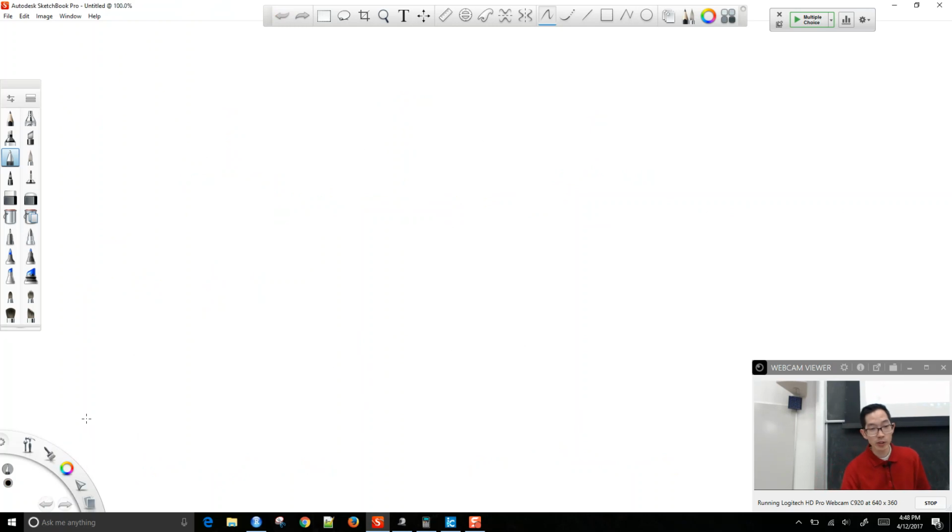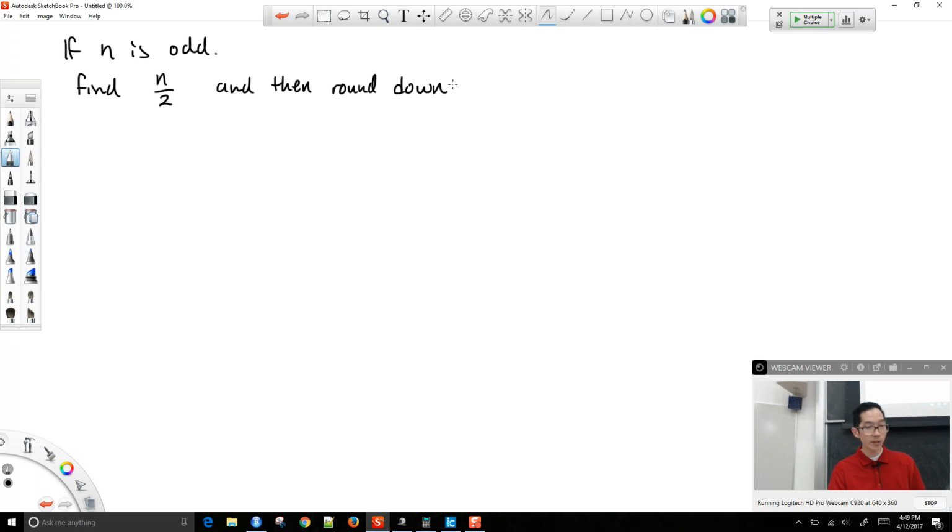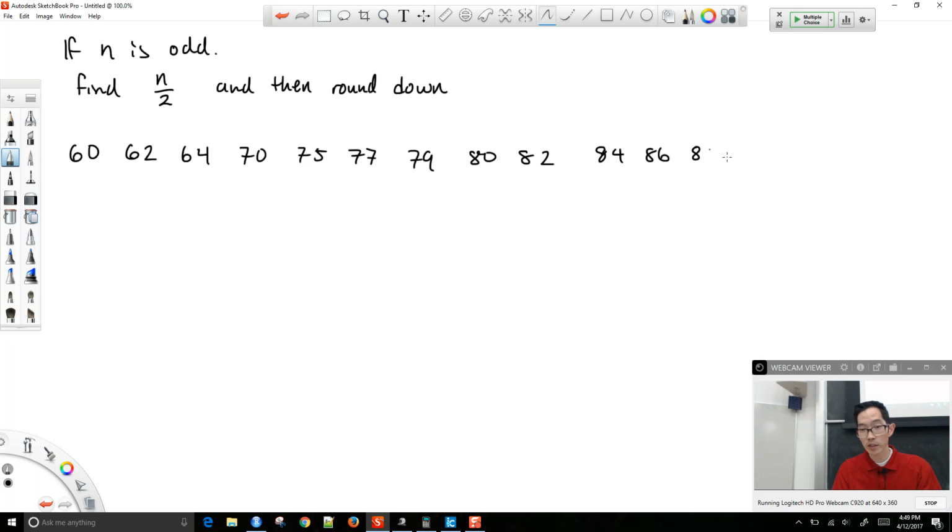So what do we do if we have an odd n? If n is odd, well, we still do the same thing. We find n divided by 2, and then round down. So let's say I have 15 values, and I'm just going to make up some values. I've got 60, 62, 64, 70, 75, 77, 79, 80, 82, 84, 86, 86, 88, 90, and 95. I think this is 15: 1, 2, 3, 4, 5, 6, 7, 8, 9, 10, 11, 12, 13, 14, 15.